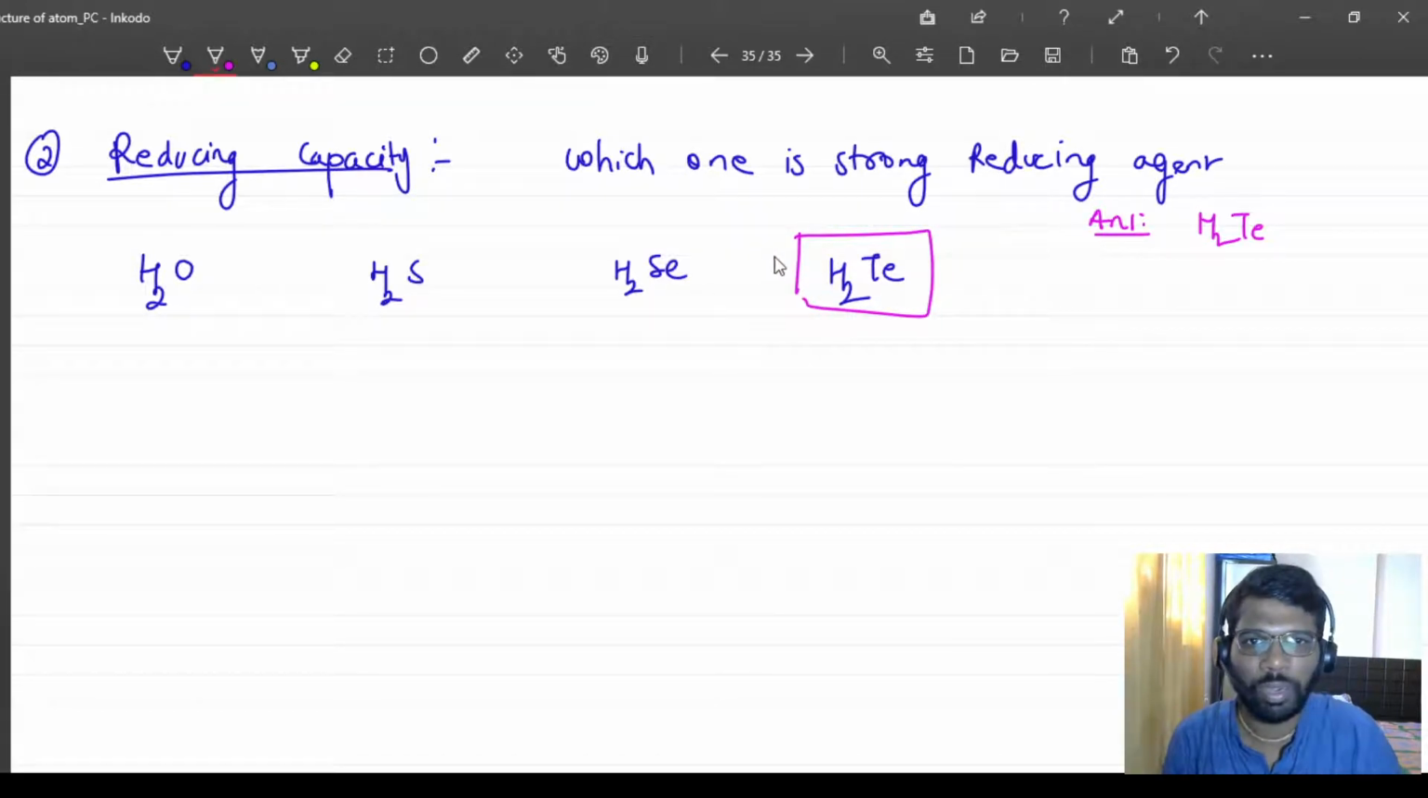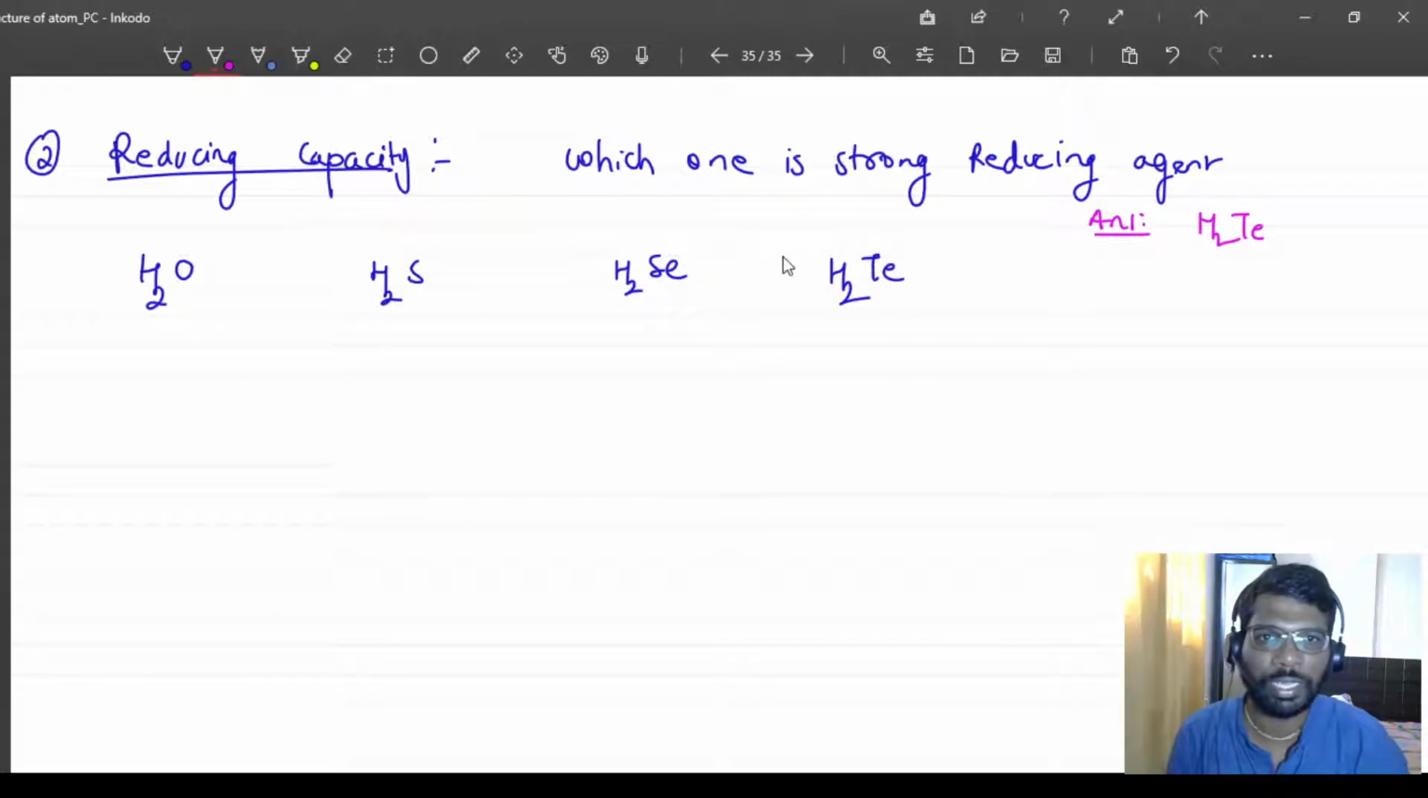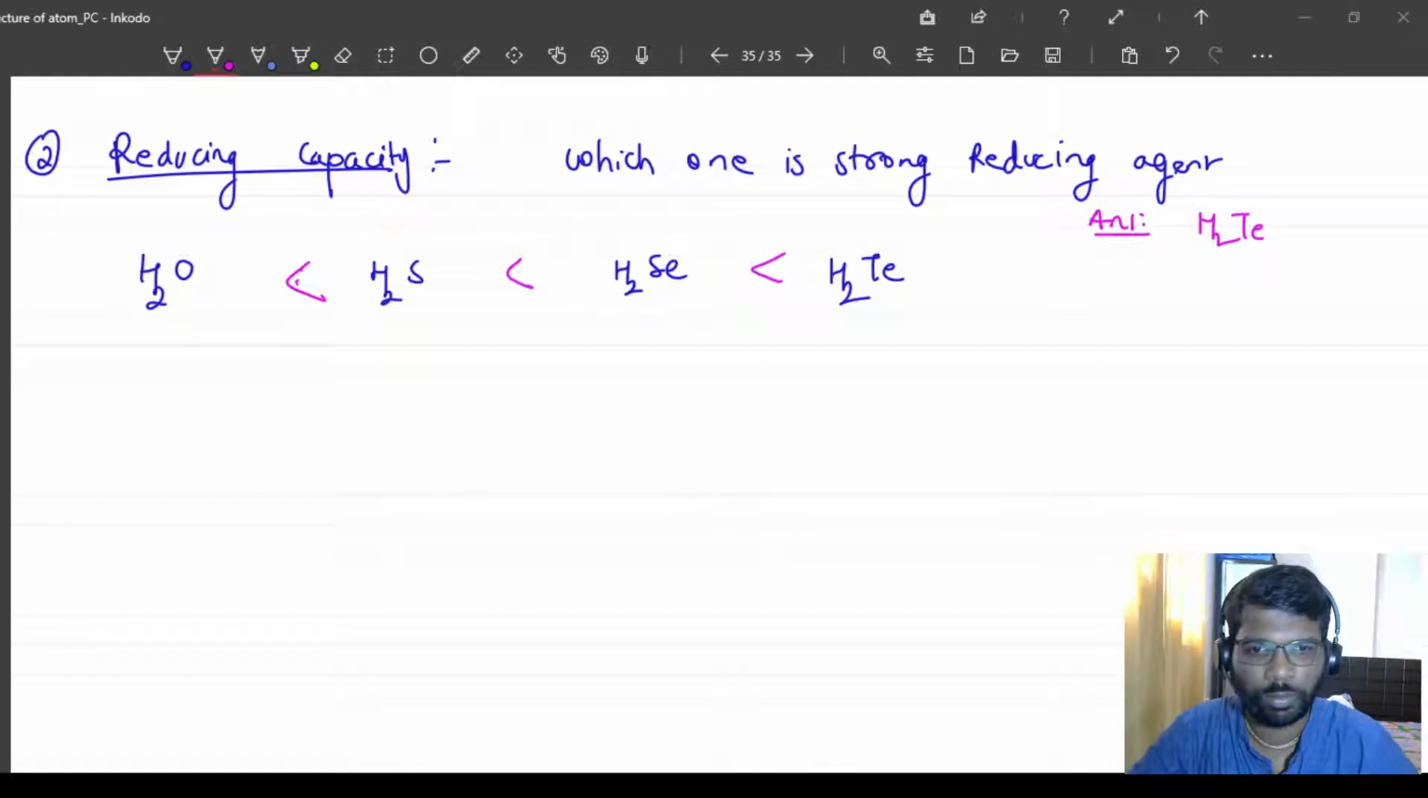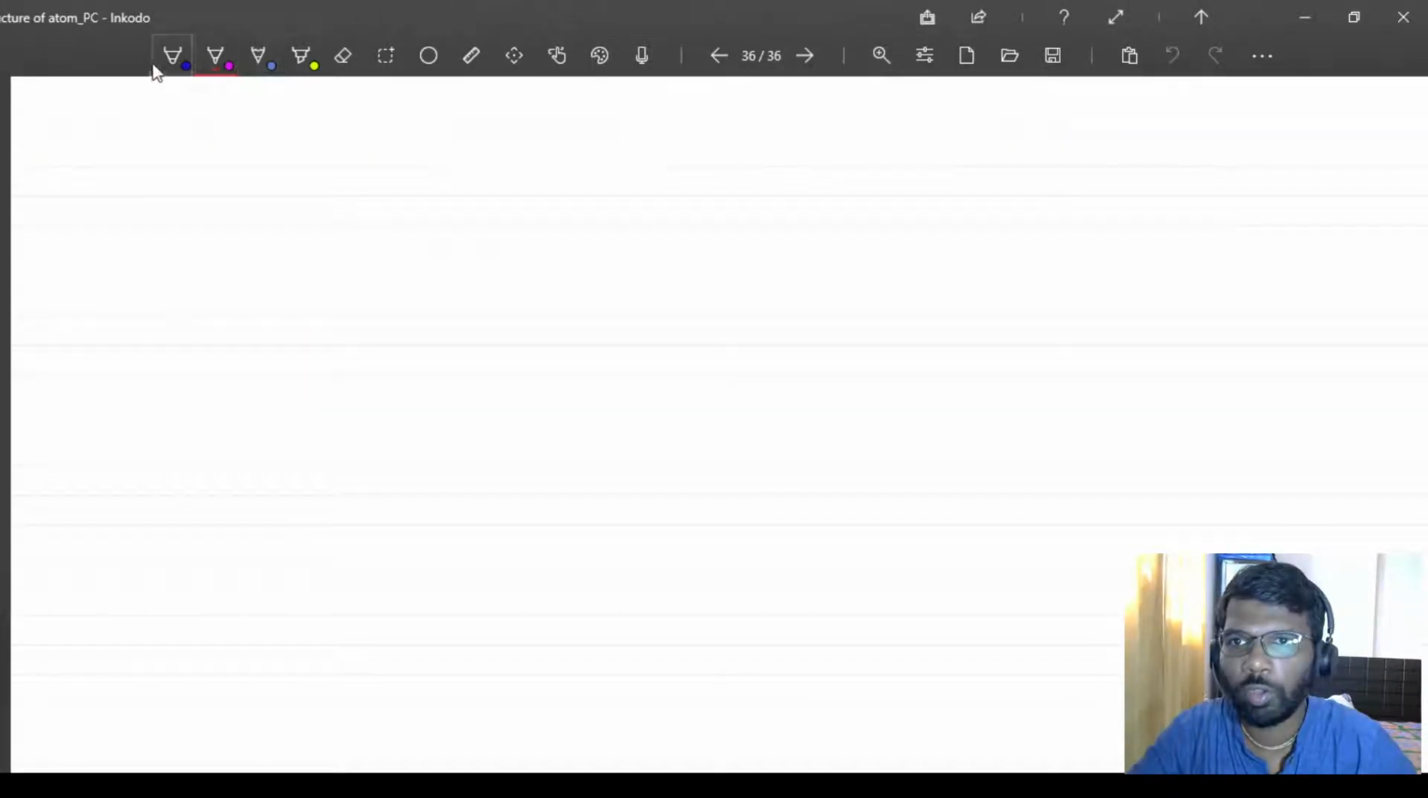The order of the reducing strength I'm going to write in this manner. The least will be for oxygen, because the oxygen-hydrogen bond length will be smaller compared to the other elements of the group. So this is the reducing capacity of the hydrides. Next is the boiling point of the hydrides.